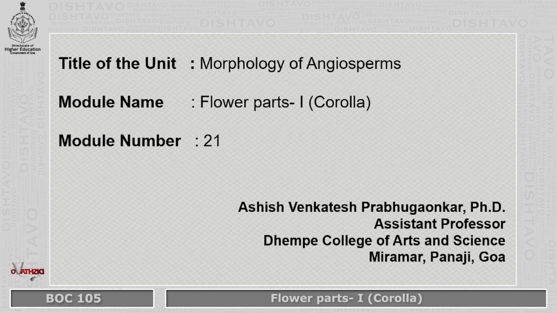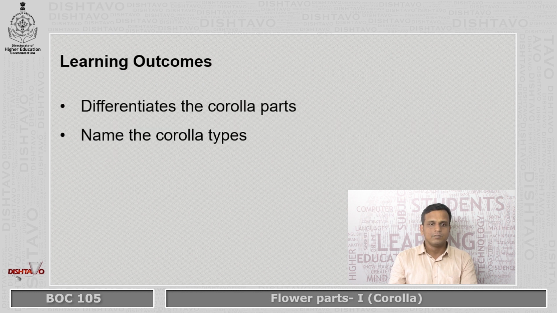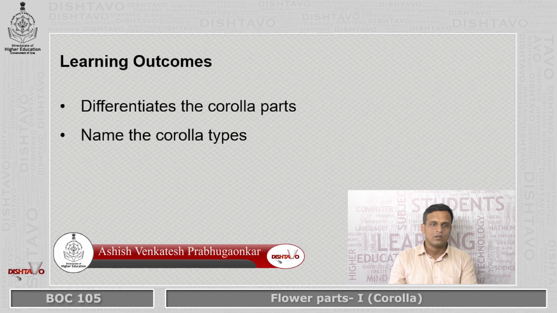The module name for today is Corolla. In this module, we are going to study the morphology of corolla in angiospermic plants. We will be able to differentiate corolla parts and name the different corolla parts at the end of this module.